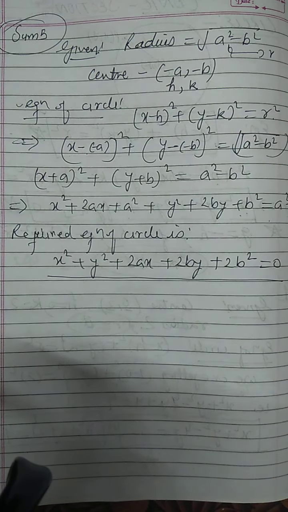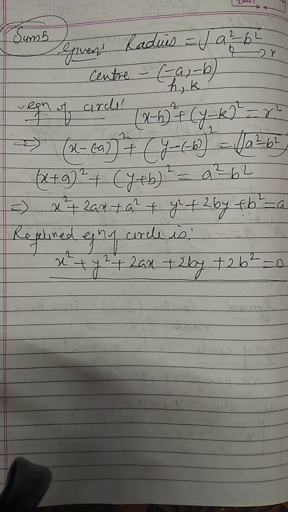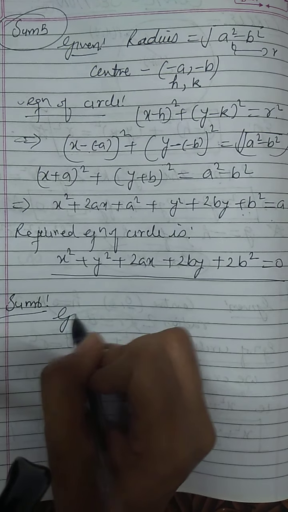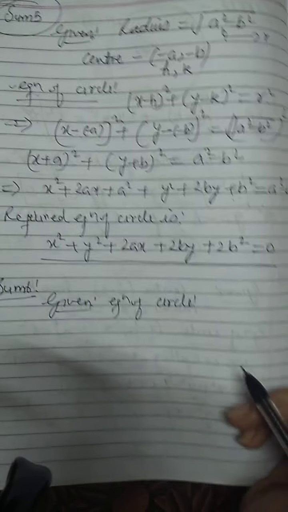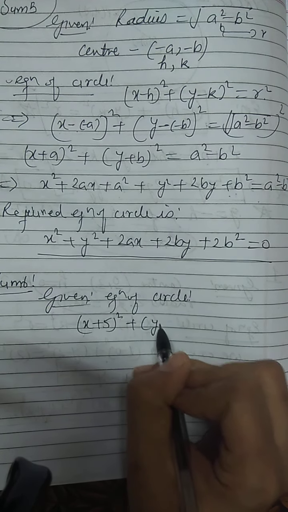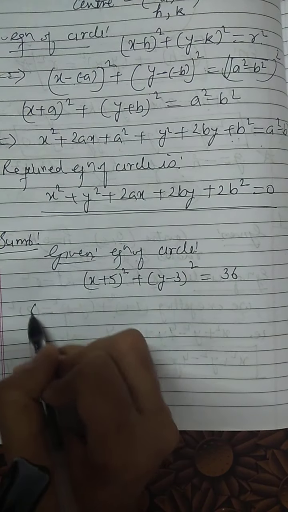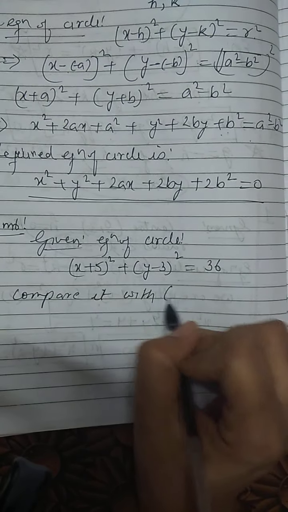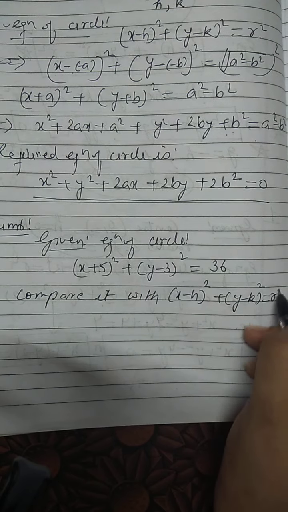So now sum number 6 to sum number 9, we are given the equation of circle and we have to find center and radius. So sum number 6 we will discuss. So here given is the equation of circle, and what is that? First is x plus 5 whole square plus y minus 3 whole square equals 36. So if I just compare it with the standard equation of the circle, what is that? It is x minus h whole square plus y minus k whole square equals r square.